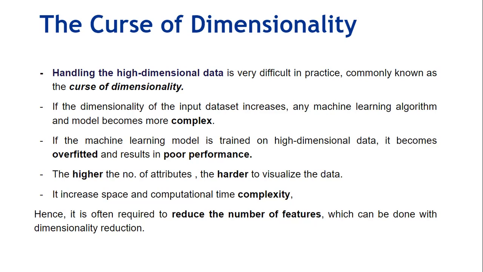Okay, so the higher the number of attributes, the harder it is to visualize the data, and it also increases the space and the computational time complexity, which is not good for our machine learning model. So it's actually important to reduce the number of features, which can be done by using dimensionality reduction.